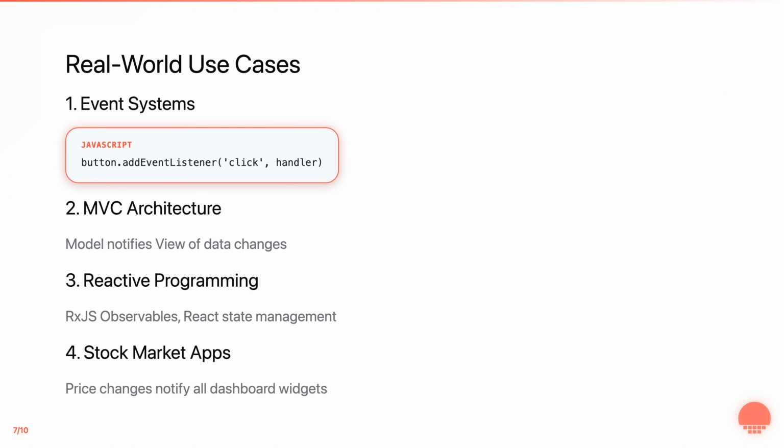Where do you see this pattern in the wild? Everywhere. Every time you attach an event listener in JavaScript, that's observer. MVC frameworks use it. Models broadcast changes. Views listen and re-render. RxJS, Redux, React hooks all build on these principles. Stock trading dashboards, where one price update refreshes charts, updates portfolios, triggers alerts, and logs history simultaneously. Without observer, you'd have spaghetti code. With it, each component listens independently.